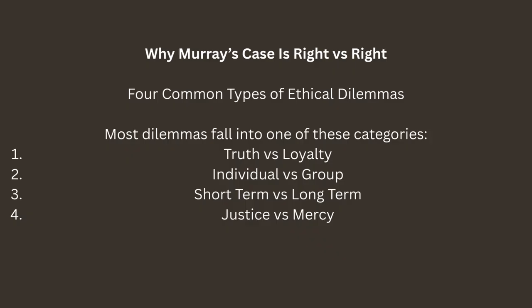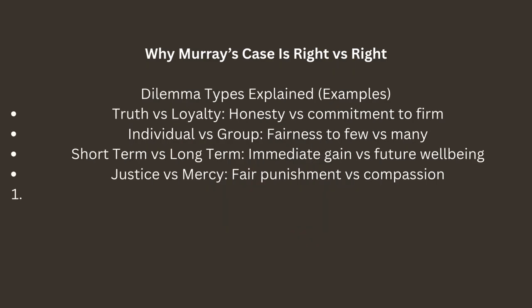Four common types of ethical dilemmas. Most dilemmas fall into one of these categories: truth versus loyalty, individual versus group, short term versus long term, and justice versus mercy. So, truth versus loyalty is honesty versus commitment to the firm. Individual versus group is fairness to few versus many. Short term versus long term is immediate gain versus future well being. Justice versus mercy is fair punishment versus compassion.